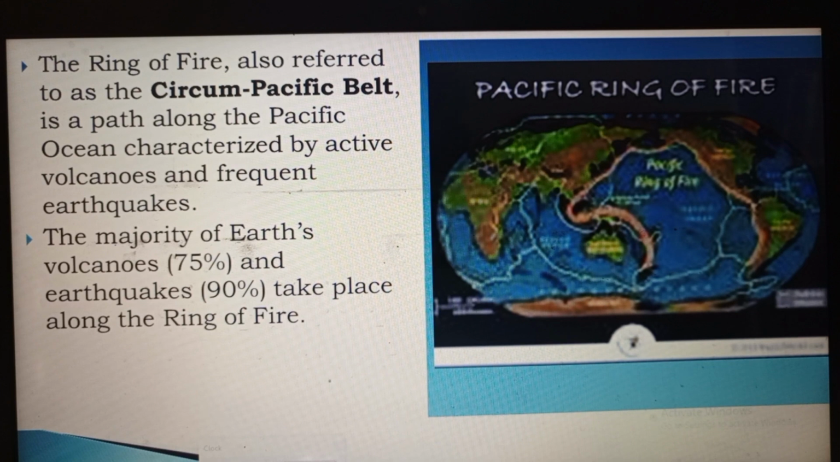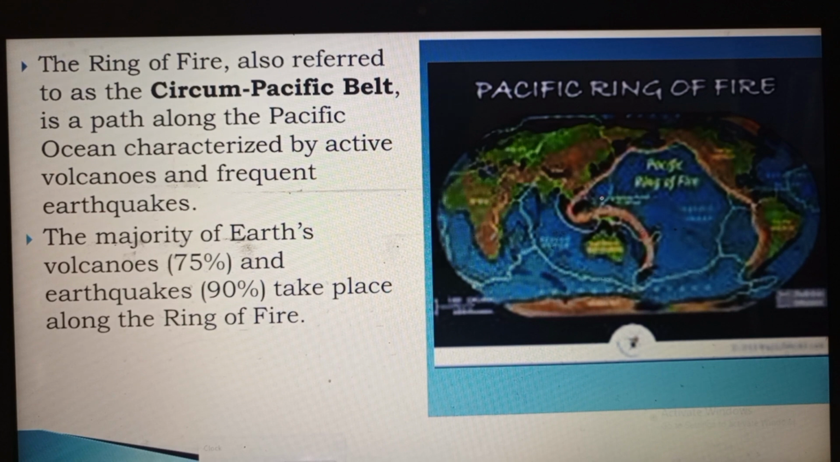The Ring of Fire, also referred to as the circum-Pacific belt. The circum-Pacific belt is a path along the Pacific Ocean characterized by active volcanoes and frequent earthquakes. So in the world, there are several areas in which active volcanoes and earthquakes are seen at different times.